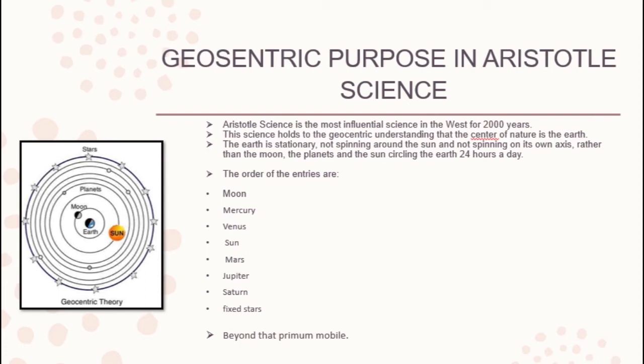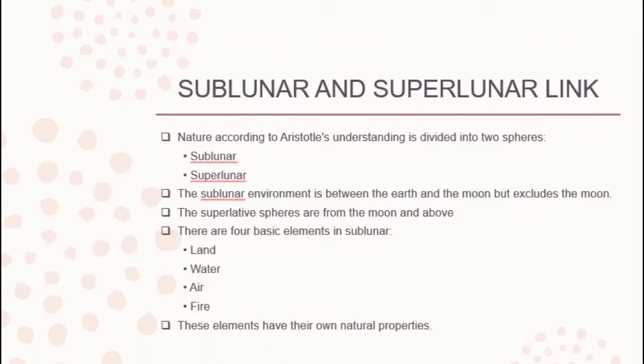The order of the bodies is Moon, Mercury, Venus, Sun, Mars, Jupiter, Saturn, and the fixed stars. Beyond that is the prime mover, the primum mobile. Nature, according to Aristotle's understanding, is divided into two spheres, which are sublunar and superlunar. The sublunar environment is between the Earth and the Moon but excludes the Moon. The superlunar spheres are from the Moon and above.